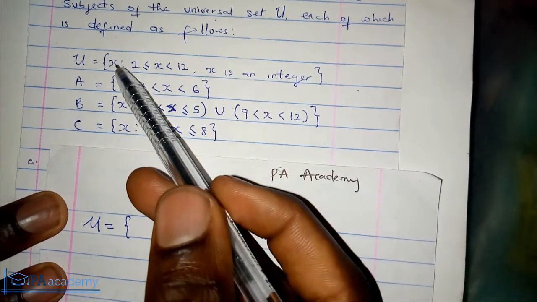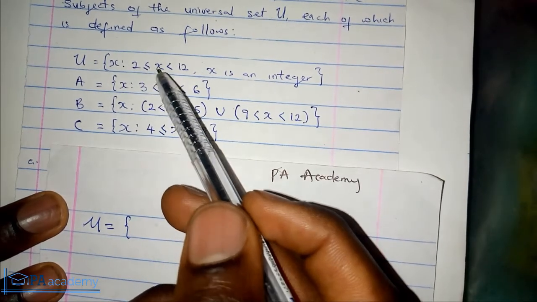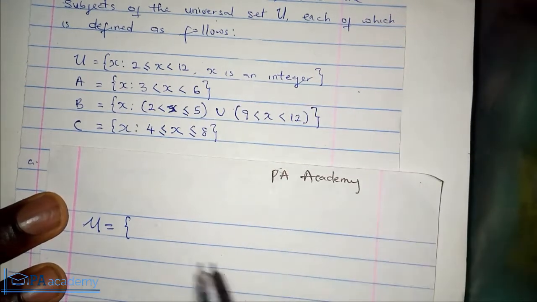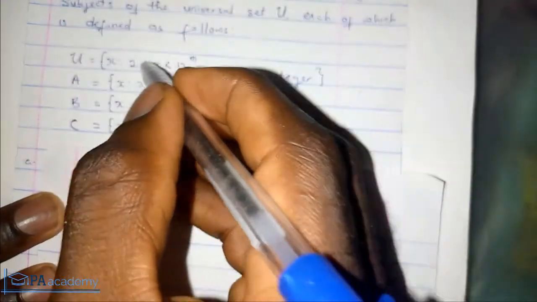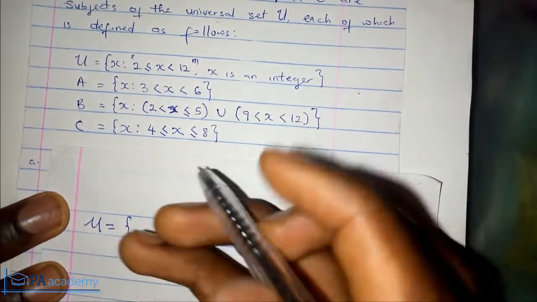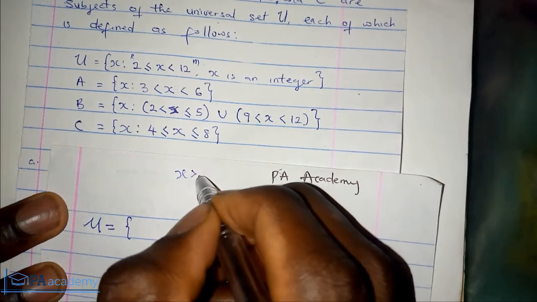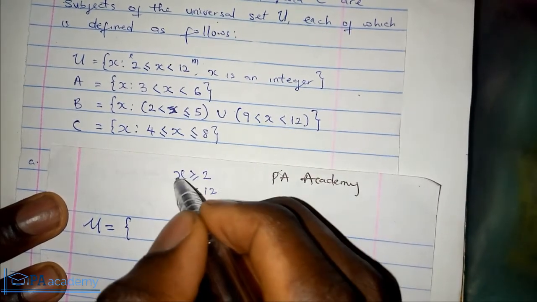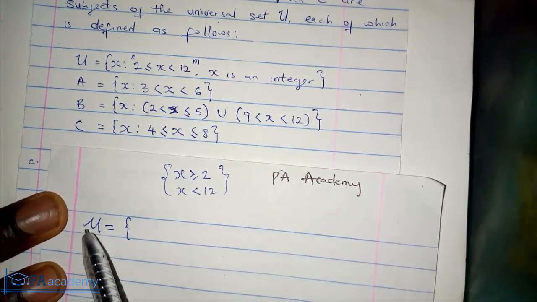We are told that x is 2 ≤ x < 12, where x is an integer. What it means is that we can also rewrite this as x is greater than or equal to 2, and x is less than 12. So this is the range of the elements in the universal set.